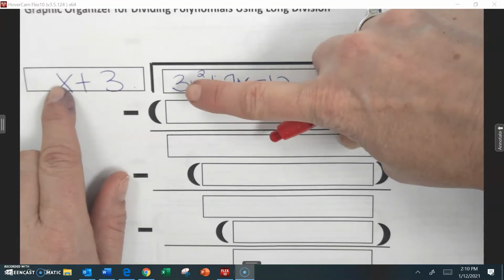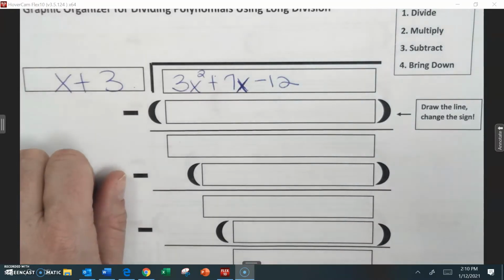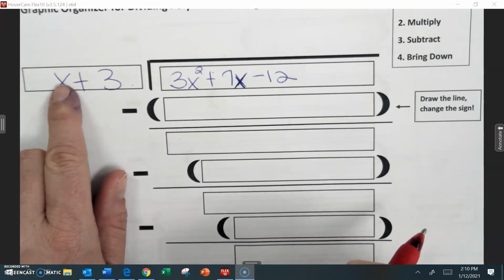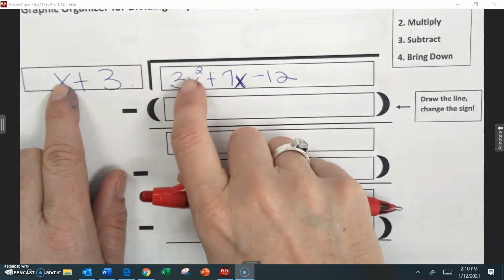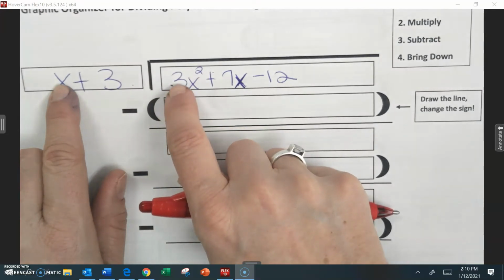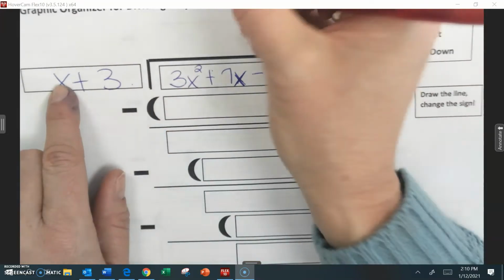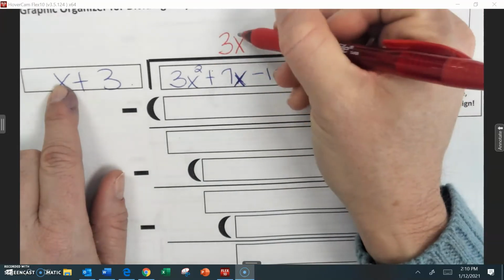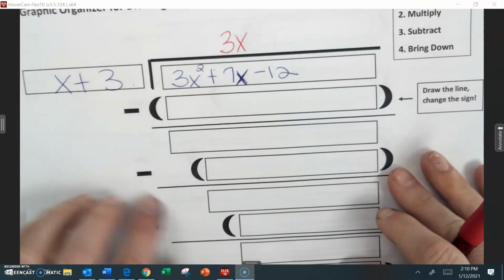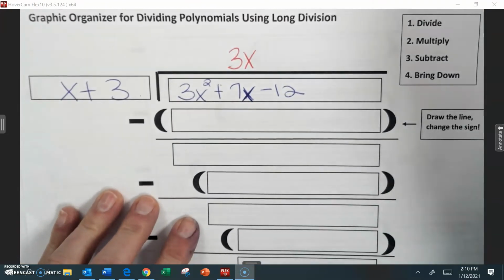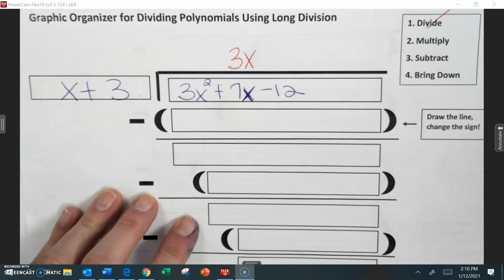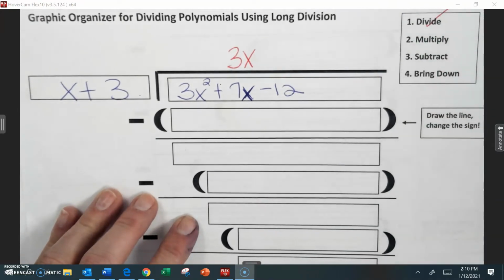x times what gives you 3x squared, everyone? x times what will give you this identical term? 3x. Good. We're going to write that above the x. See how everything's aligned? Okay. So that was what we call step 1. Divide, we did. And we might have to go through this process more than once.